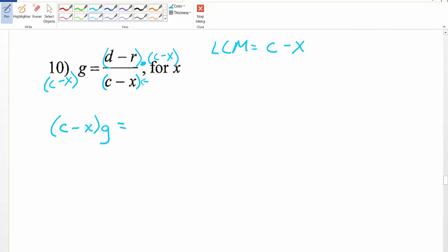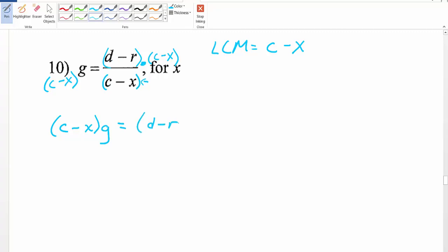You could go ahead and distribute the g. In fact, maybe in a little bit we might. But for right now, we can go ahead and just leave it the way it is, because really our end game is to try and get x all by himself. Now on the right side, we have d minus r on top.